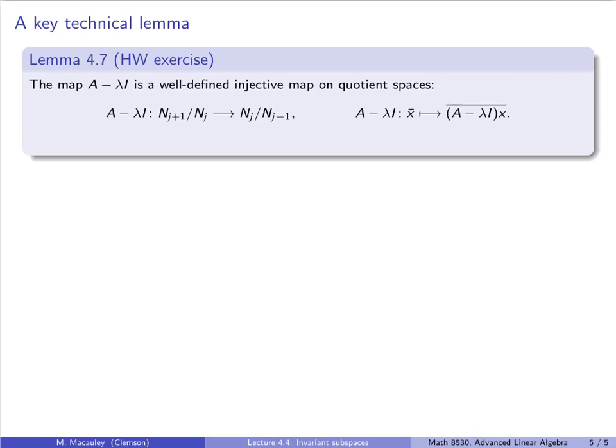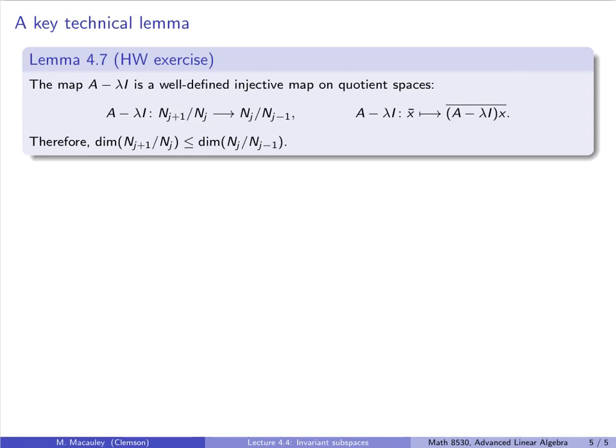So this says that A minus lambda I, we know is well-defined, is a map on X, but I claim it's a well-defined map on the quotient space as well, if we quotient out N_{j+1} by N_j. And moreover, it's one-to-one. So formally, A minus lambda I maps N_{j+1} mod N_j to N_j mod N_{j-1} by sending the equivalence class of x to the equivalence class of (A minus lambda I) times x.